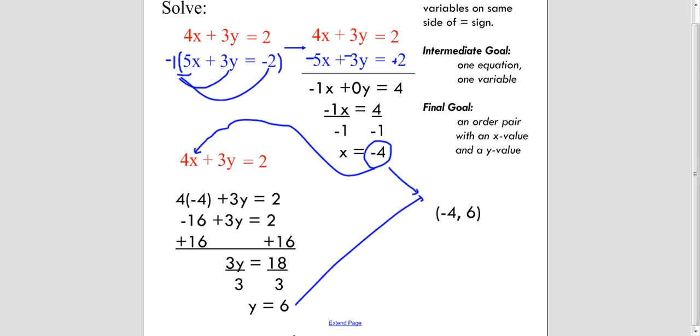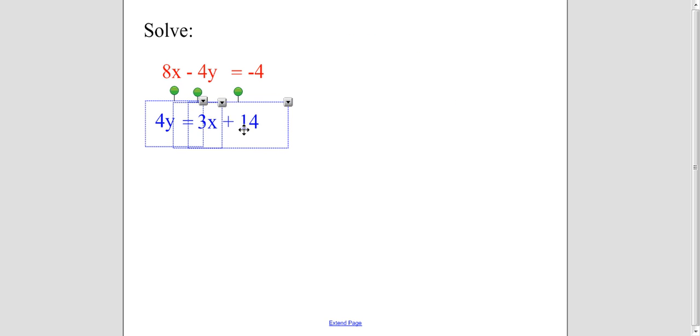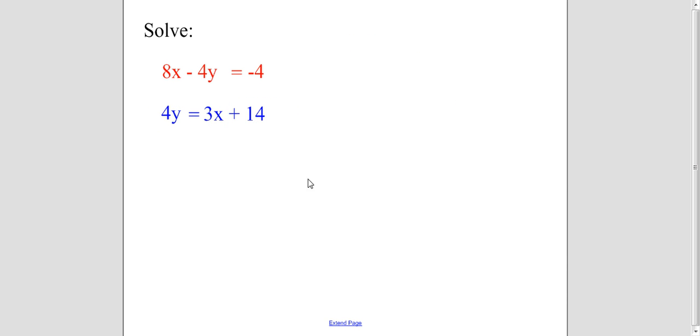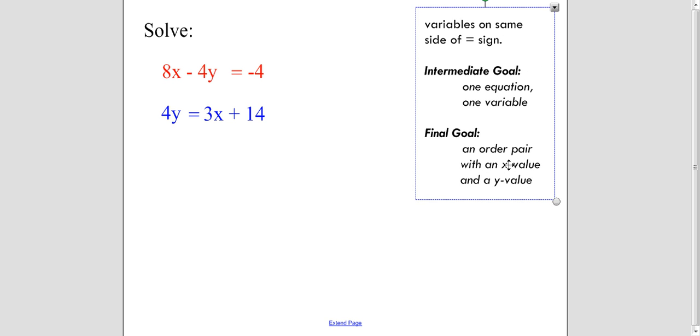So, all right, copy this over. Last one. All right. So remember a couple things. Our goal here is to get the variables on the same side of the equal sign. The intermediate goal is one equation, one variable. Now notice the x's and the y's are not on the same side here. We have x and y on the left-hand side up here, and we have y and x on opposite sides here.